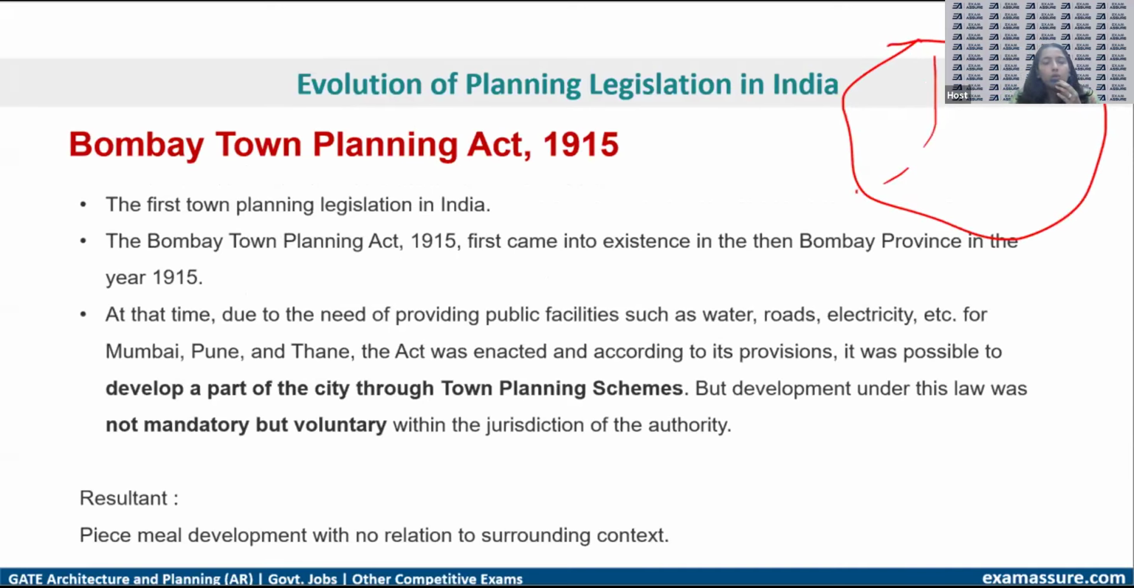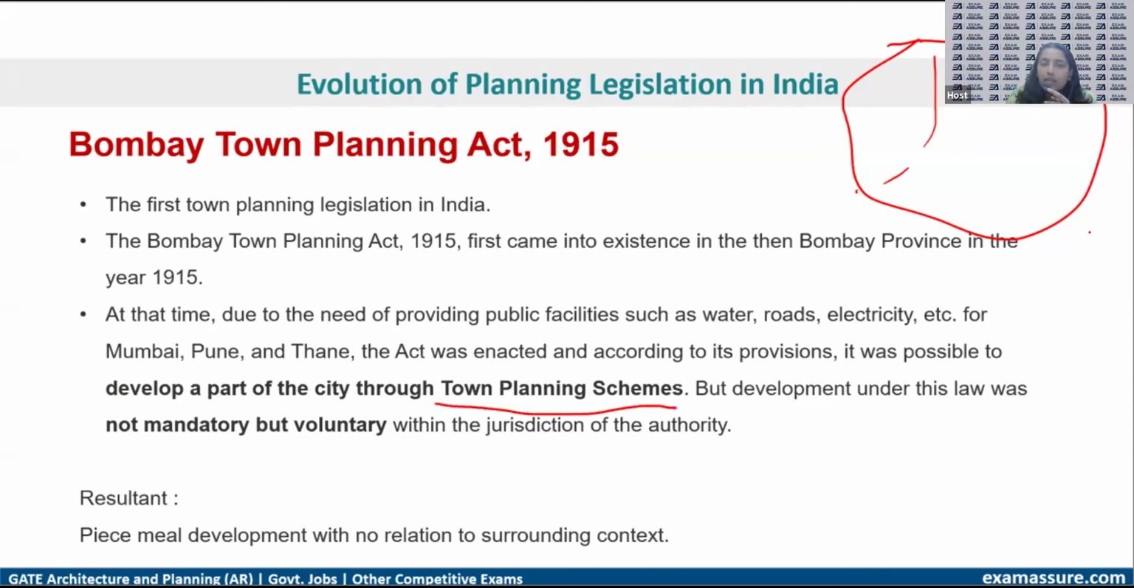So now here, what was the kind of planning that was happening? Or what was the idea behind this Bombay Town Planning Act of 1915? It was again more to provide your physical infrastructure like electricity, roads, water supply. But this was not compulsory. It was a voluntary scheme through town planning. So it was to develop parts of the city through town planning schemes.